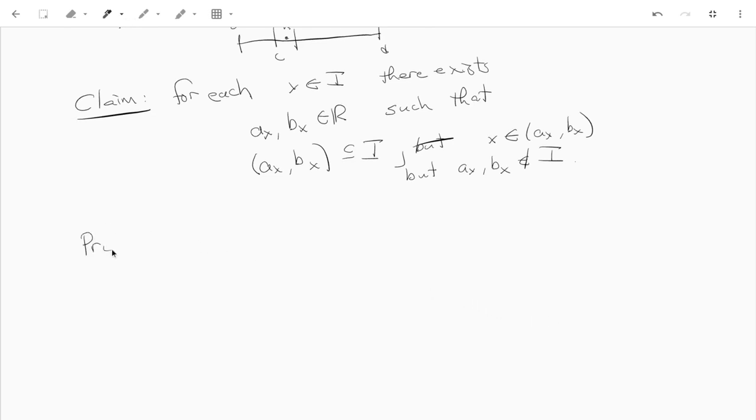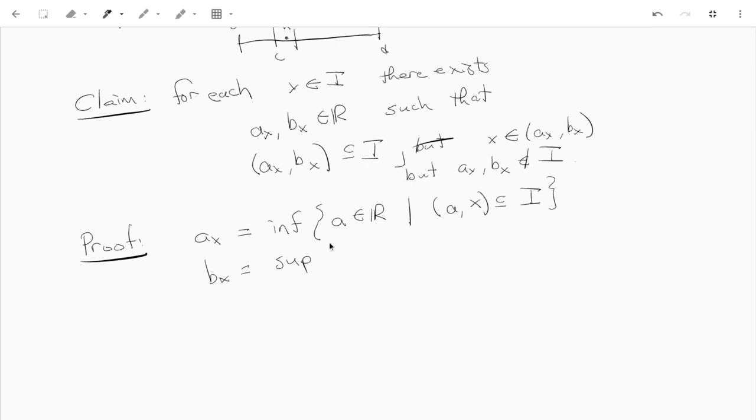Proof. Let's prove this claim. Let's take a_x to be the infimum of the set of all real numbers a such that the interval from a to x is contained in I. And let b_x be the supremum of those real numbers b such that the interval from x to b is contained in I.